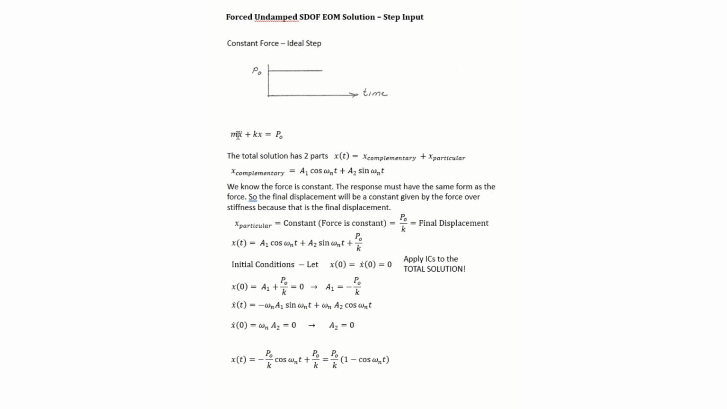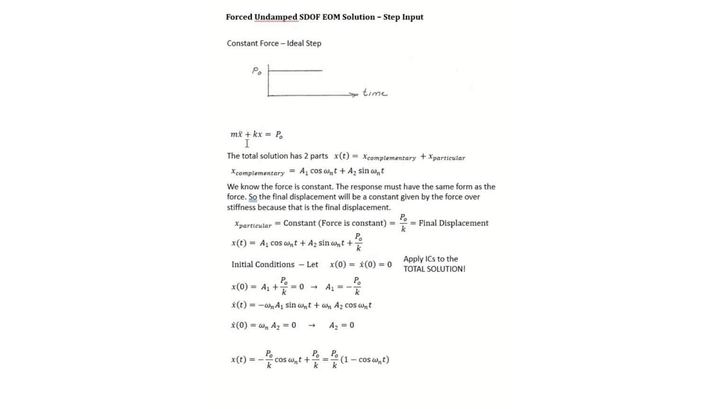x double dot is the acceleration of the original mass. So this would be, for example, the mass of the tabletop and the acceleration of the tabletop. The k would be the stiffness of the springs, and x is the displacement of the mass. And this p naught would be the 10 pounds, or the step load. And you've seen this equation in 335.